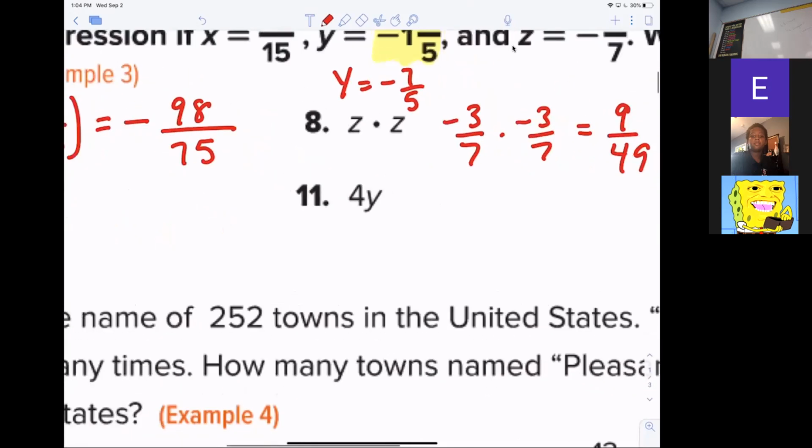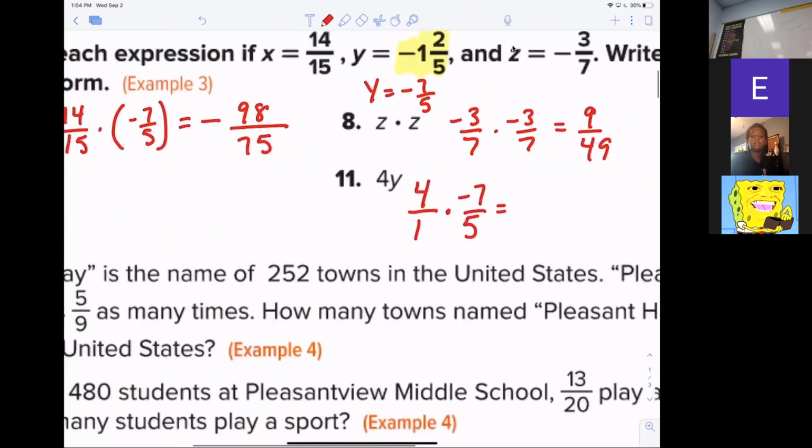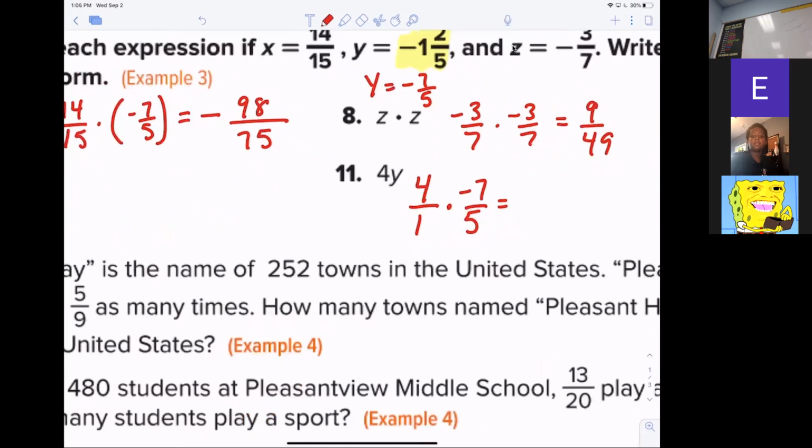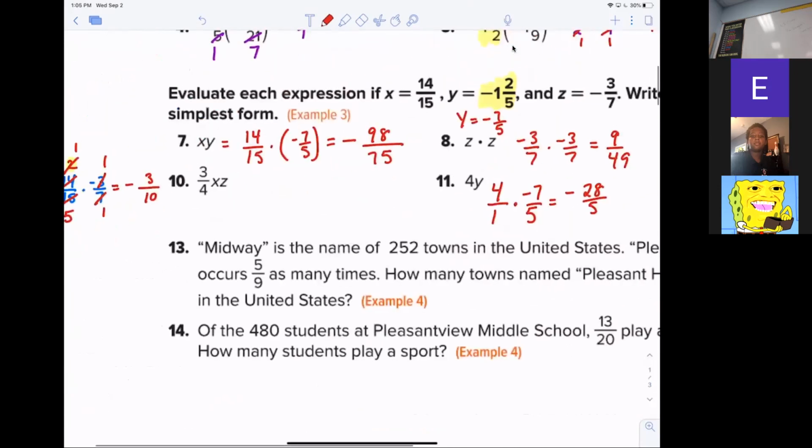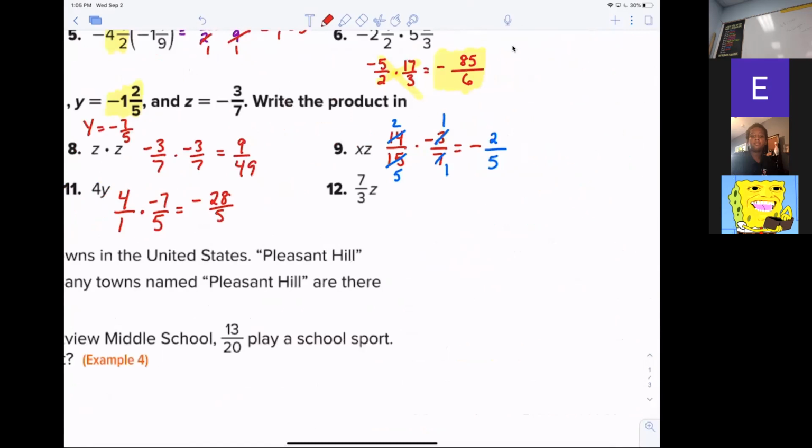Tell me. Put 4 over 1. And then what was y again? -7 over 5. Beautiful. Keep going. You can't reduce. Right. So the answer is negative. Right, is it negative? Negative 28 over 5. You're awesome. Did you see it now? You're welcome. All right. Number 12.